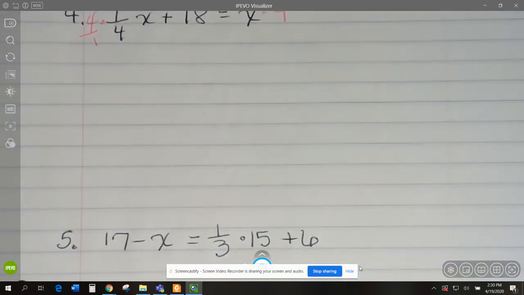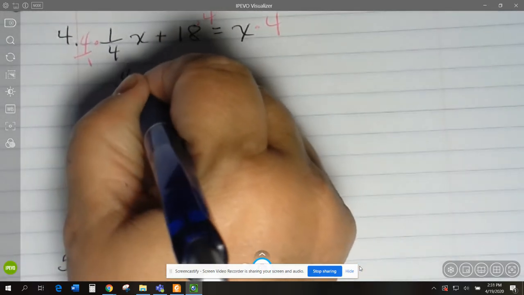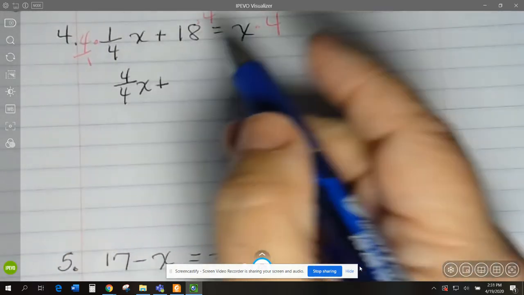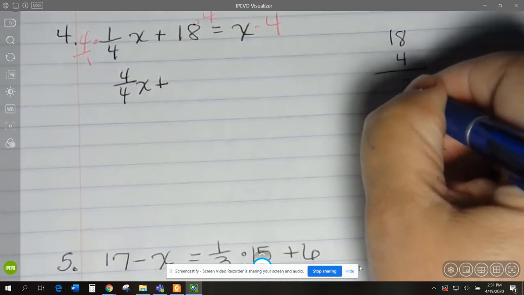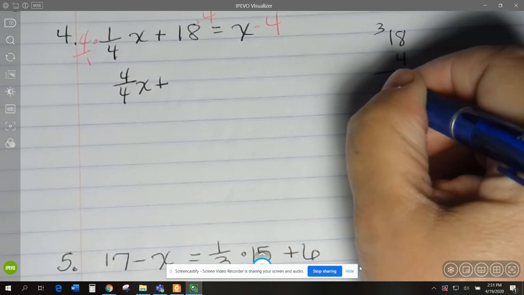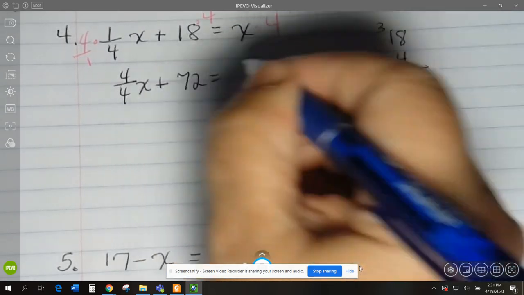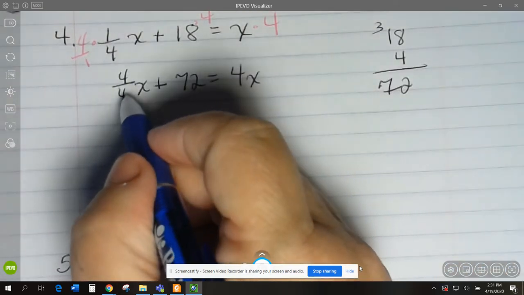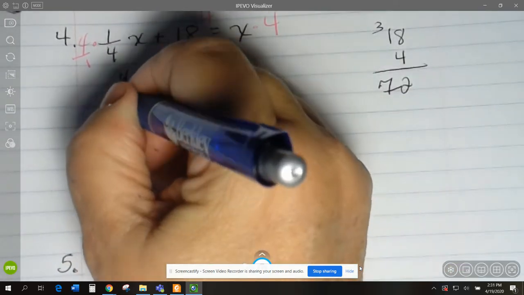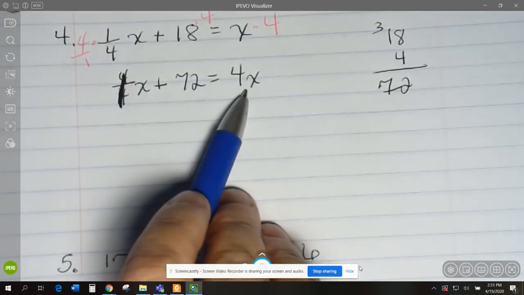So we're going to get 4/4 x plus 18 times 4, which is 72. So 4/4 x plus 72 equals 4x. Now 4/4 is just 1, right? So this is 1x plus 72 equals 4x.